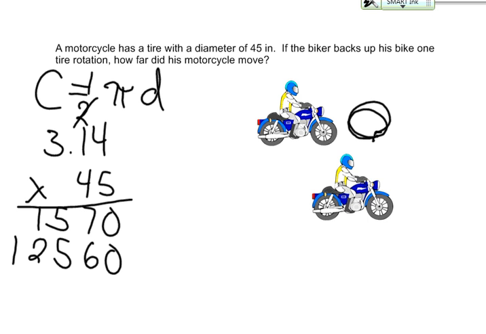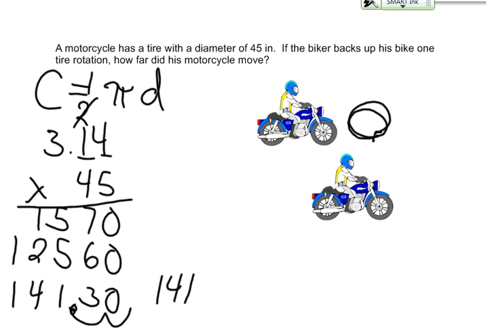And then I do my math. 1, 1, 1, 4, 1. Add my decimal place back in, 2 places, 1, 2. And so in the end, I get an answer of 141.3 inches is the distance that it is.